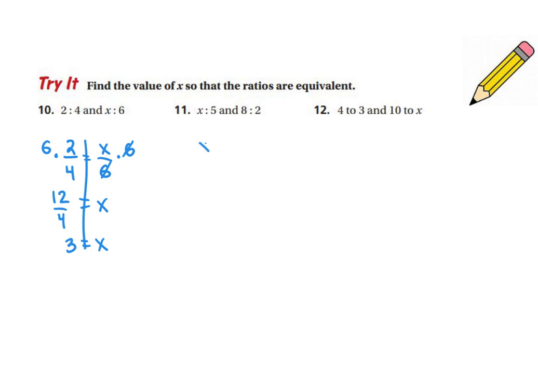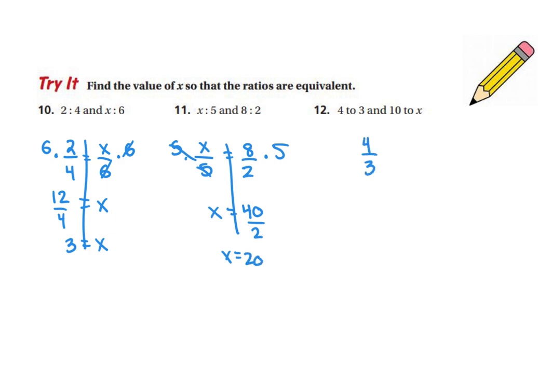For number 11, we have x over 5 and 8 halves. So we'll multiply both sides by 5. 5's cancel. So we end up with x is 40 over 2. X equals 20. And then we have 4 to 3 equals 10 over x.